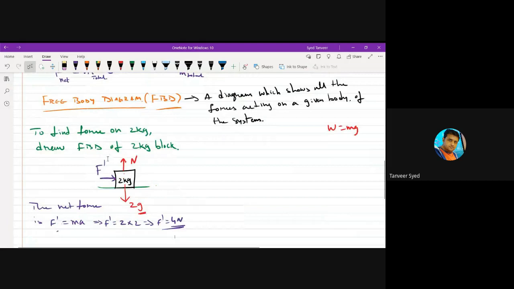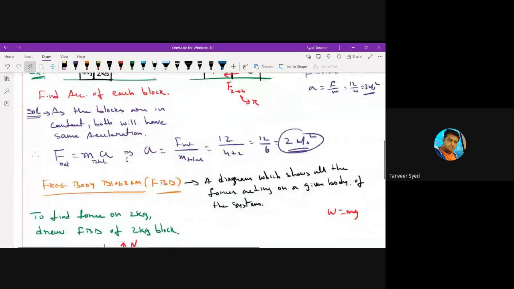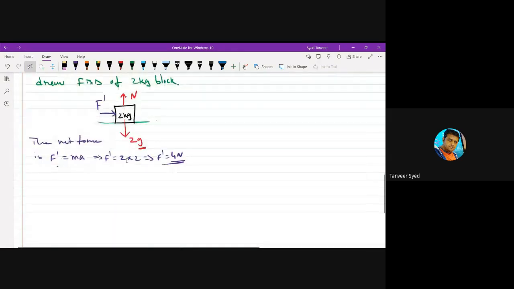You take the free body diagram of 2 kg. F dash is acting. Mass is 2 kg. We already have the acceleration, 2 meter per second square. So F dash is 2 into 2, 4.